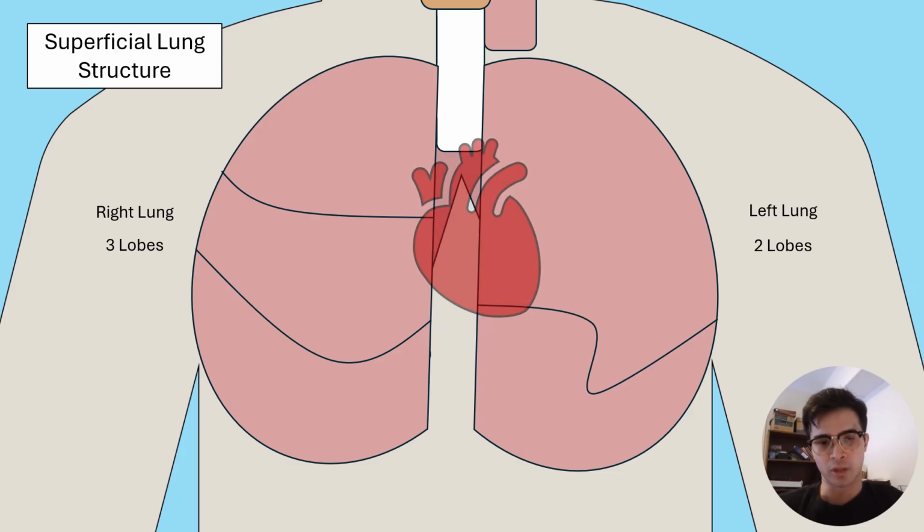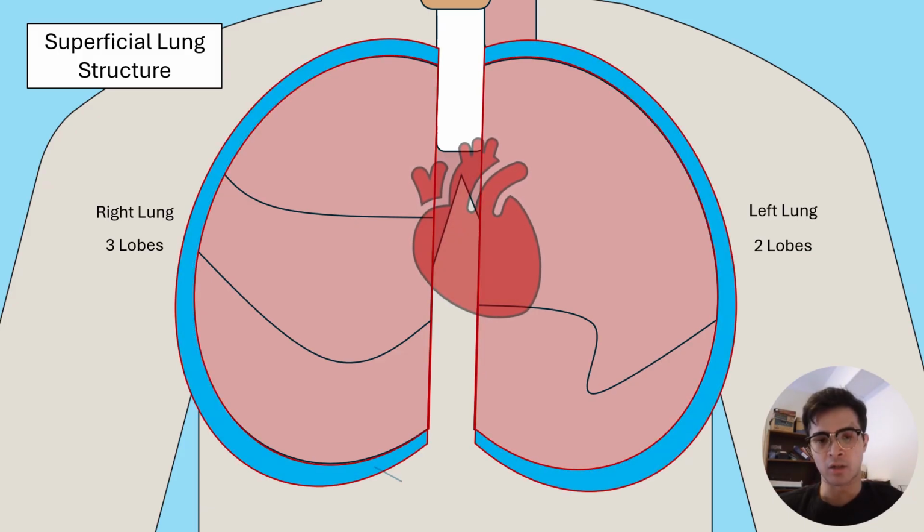There's also another structure that should be noted here, and that's called the pleura. The pleura is a double membraned fluid-filled sac which reduces friction on your lungs.